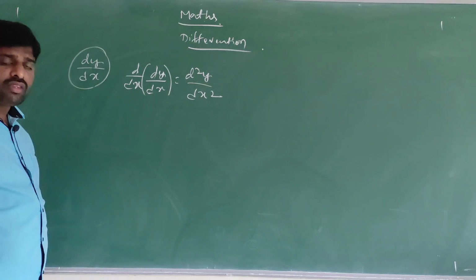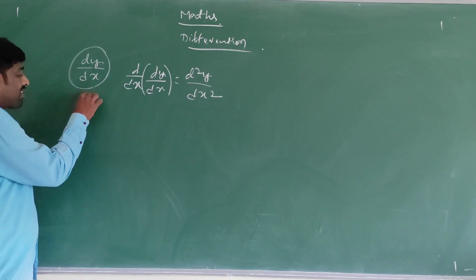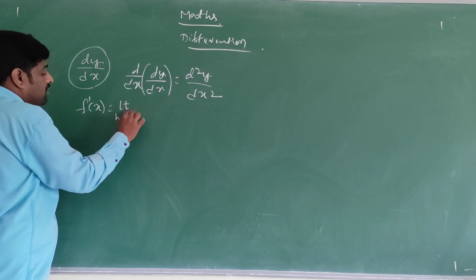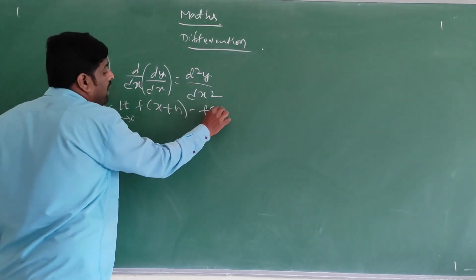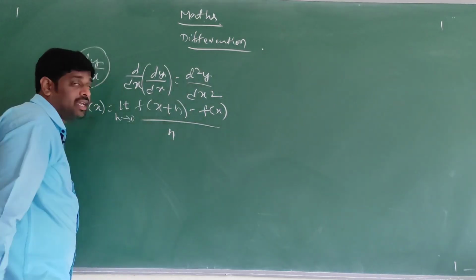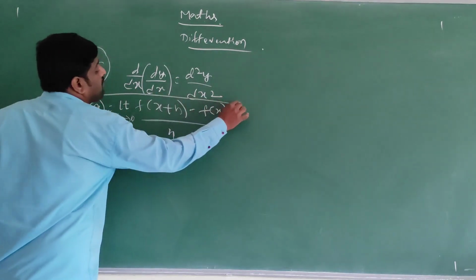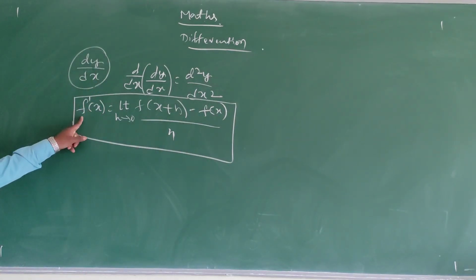Here, the first principle of differentiation is f dash of x is equal to limit h tends to 0 of f of x plus h minus f of x, divided by h. This is called the first principle of derivative. First principle means first order derivative, that means f dash of x.